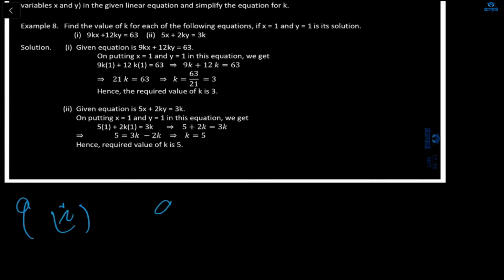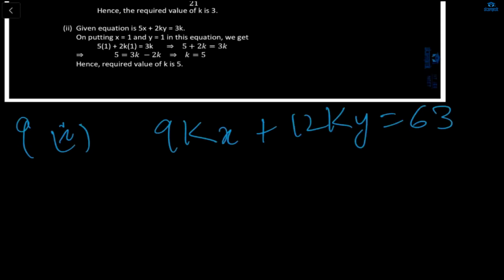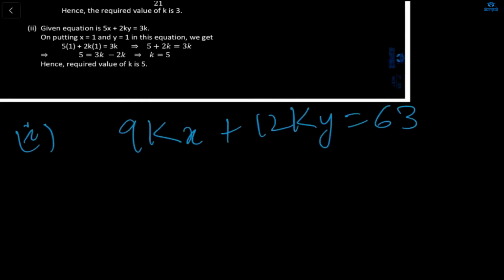So that means for this value LHS will be equal to RHS. The equation is 9kx plus 12ky is equal to 63. Now we have to find the value of k, and x is equal to 1 and y is equal to 1 is the solution. So we'll get 9k plus 12k is equal to 63. So what will it be? 21k is equal to 63. k equal to 3, ma'am.